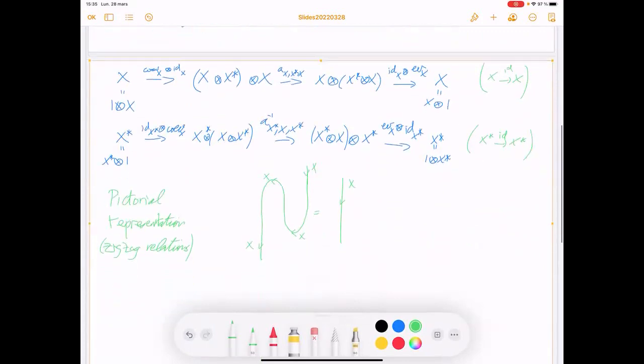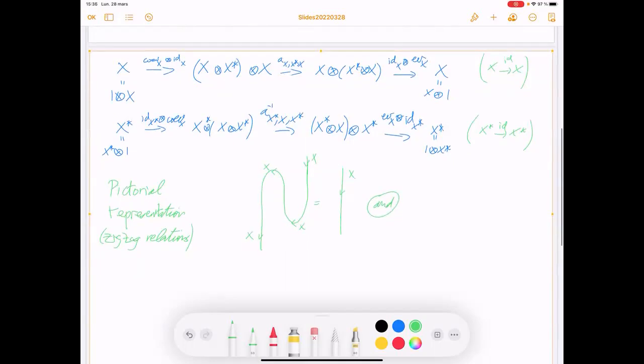And the second is the same. You start with X star, and you do like that. Up. You finish with X star, and you have evaluation and co-evaluation map. And this is identity of X star.